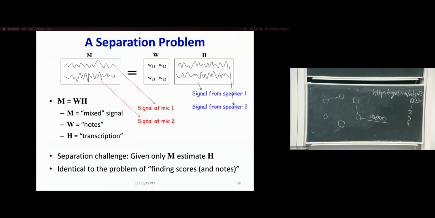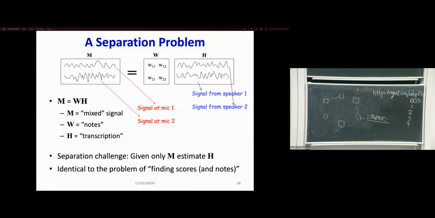So you can think like, this is how M is. It's like a mix, like me talking, someone else talking on a row. So you want to hit it with a weight matrix such that H becomes independent. M is a mixed signal, W is the notes, and H is the transcription. H is the independent person talking.